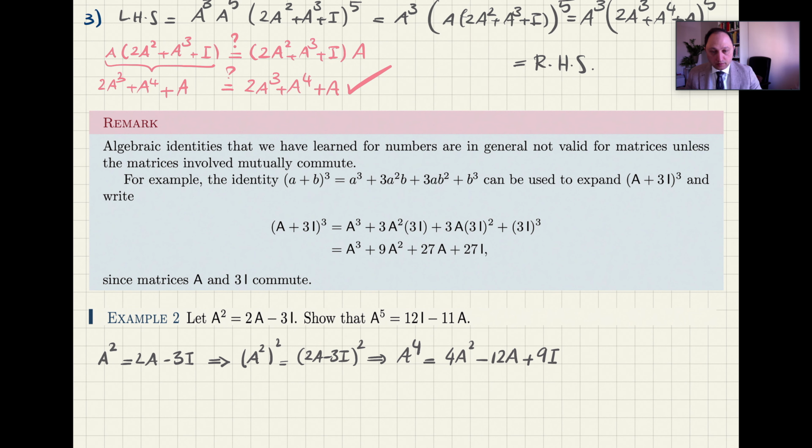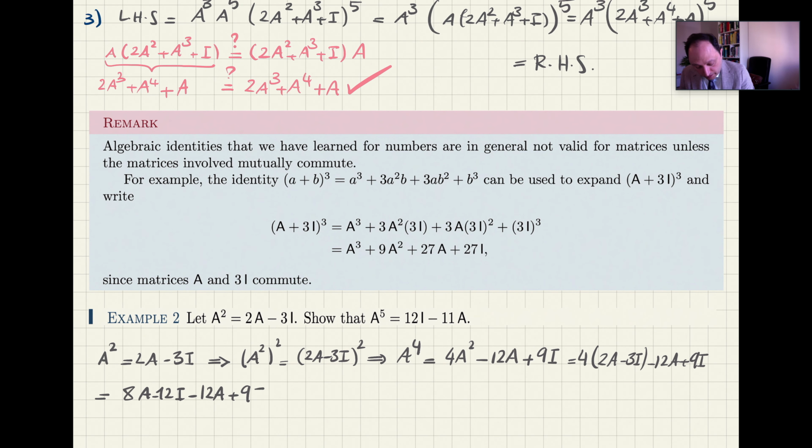Okay, but this is the way that I usually do these kinds of problems. You see that now a squared appears. I reduce the degree by invoking this once more. So what I do, I would write 4, instead of a squared, I put 2a minus 3i, and then I have minus 12a plus 9i. Yes, and I simplify that. It becomes 8a minus 12i minus 12a plus 9i. But before continuing any further, I can simplify a little bit more.